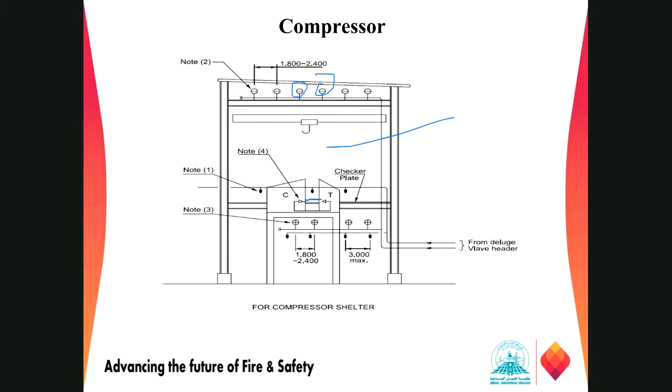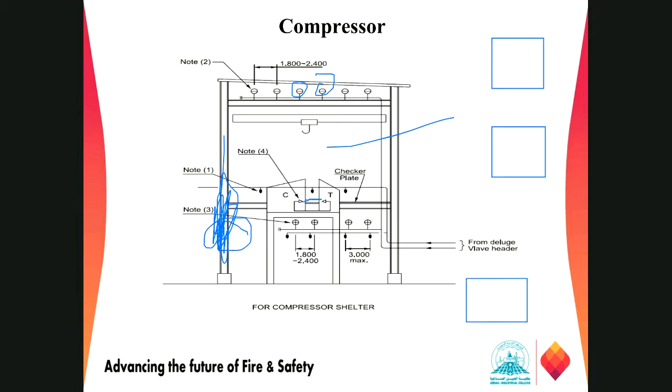Otherwise, those canopy or the column or the beam will be damaged easily, and once it is damaged, the fire will go into the other nearby area, which will further increase the fire intensity for the plant or the process area.